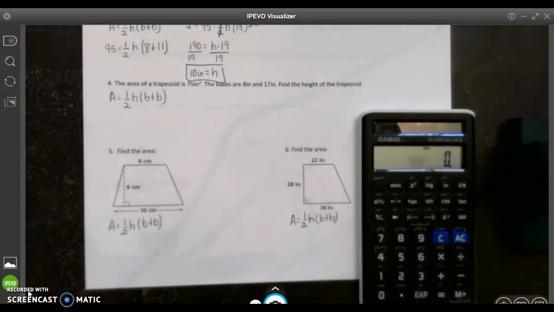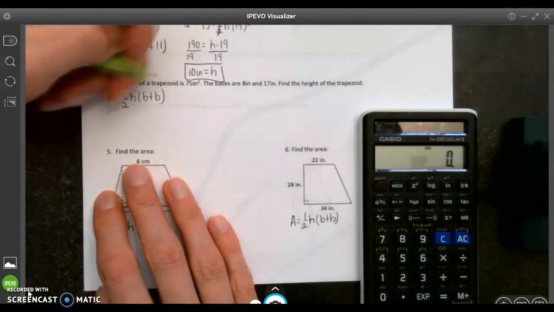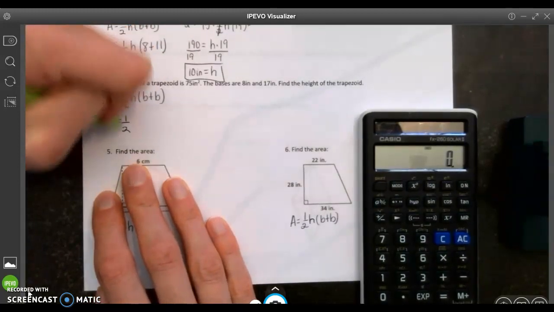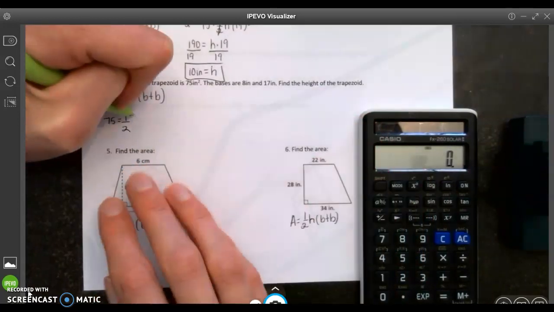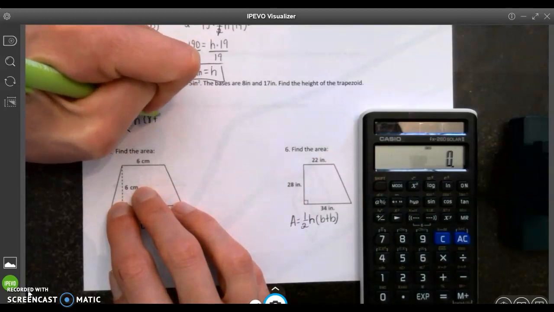Our next problem says the area of a trapezoid is 75 inches. The bases are 8 and 17 inches. Find the height of the trapezoid. So it's just like the previous problem. So my area is 75. My height is, my 1/2 always stays the same. I'm finding the height, so I'm leaving that h. And my bases are 8 plus 17.